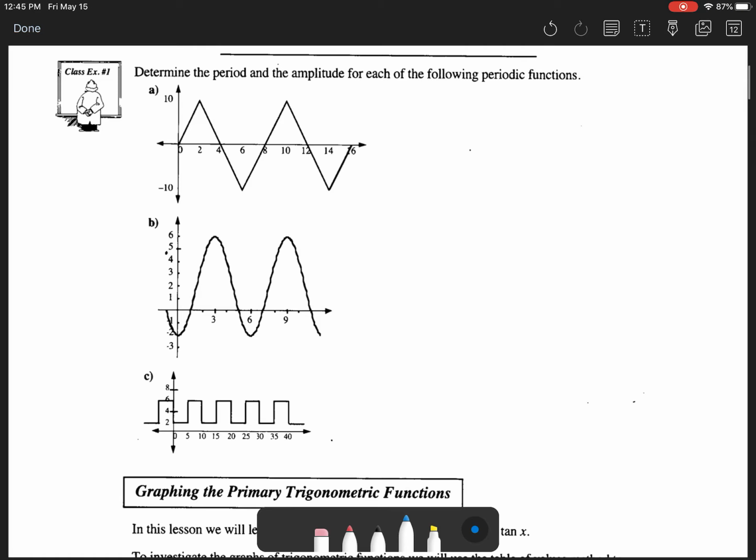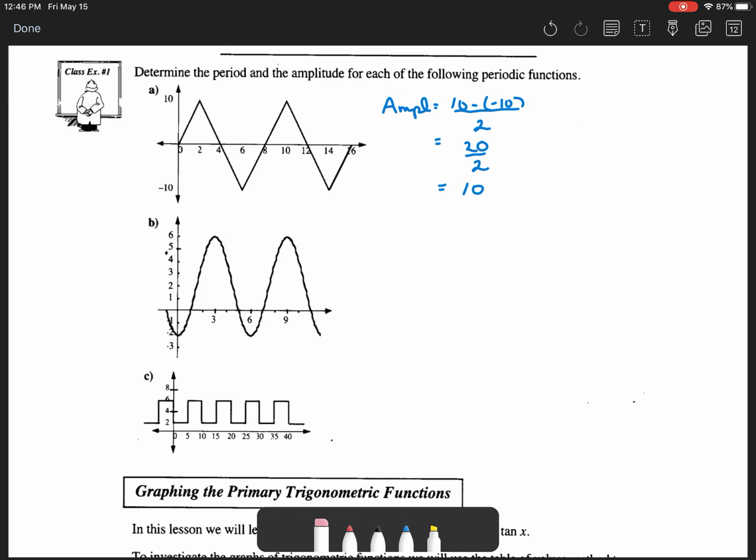So we apply those terms now to these three examples. It says determine the period and amplitude for each of the following functions. So I'll start by doing the amplitude here. Like we said up above, amplitude is max minus min over 2. So the maximum that this graph goes, the highest, is 10, minus the minimum, the lowest that the graph goes, which is negative 10. So it's going to be 10 minus negative 10, and then I have to divide by 2. So 10 minus negative 10 is 20. 20 divided by 2 is 10. So the amplitude for this graph, this periodic function, is 10.